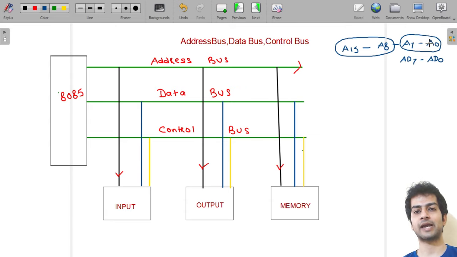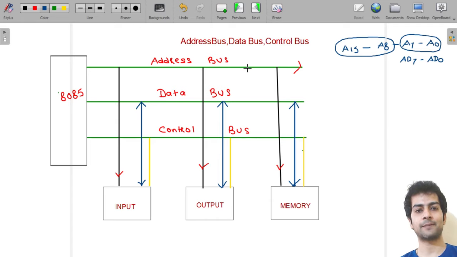At one instant, it is acting like an address bus, where it is taking addresses from the microprocessor and assigning them to input, output, and memory devices. And then in the second instant, it is taking data from the peripheral devices and bringing it back to the microprocessor. That's why the data bus is said to be bidirectional, because it is doing multiple roles. At one instant, it is acting like an address bus, and in the second instant, it is acting like a data bus.